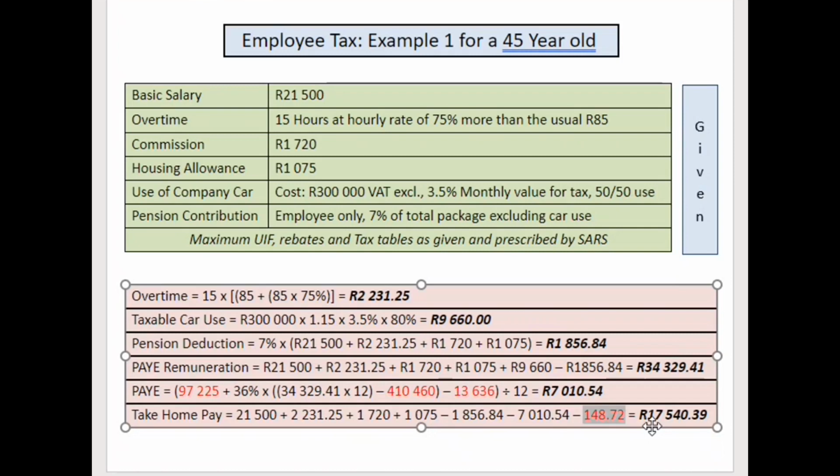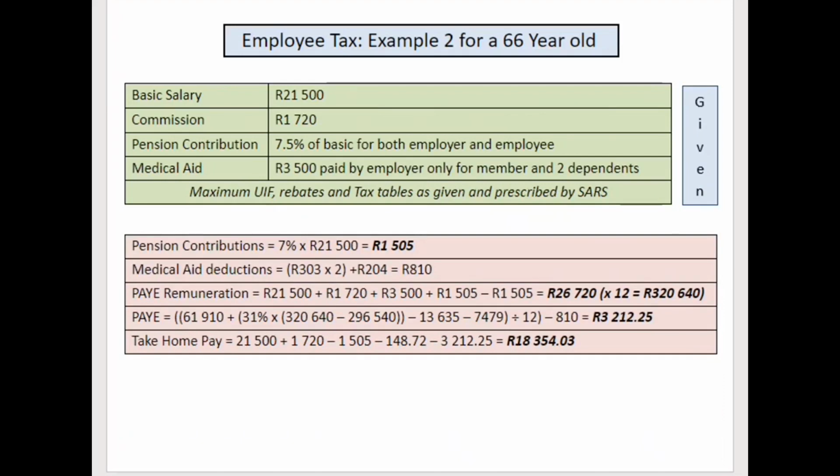equals an amount that I've miscalculated now. Okay, so what I'm going to do is I'm going to pretend that I'm giving this to you as something to calculate. Okay, just because I made a little mistake there now and don't want to go and look what it did. Okay, now let's now do a second example for somebody that is 66 years old. Okay, I'm not going to change the figures now. Okay, if there is a change in figures, we're just going to work with what we have.